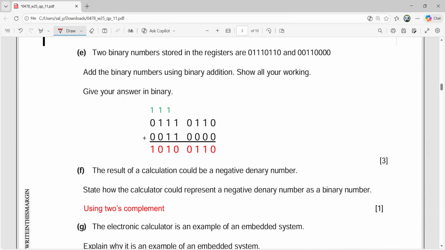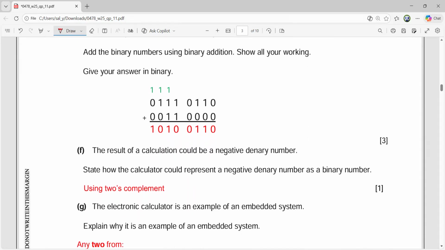The result, now part F. The result of a calculation could be a negative denary number. State how the calculator could represent a negative denary number as a binary number. So for this, we know that the only option that is available to us is using 2's complement. So that is going to give you 1 out of 1.